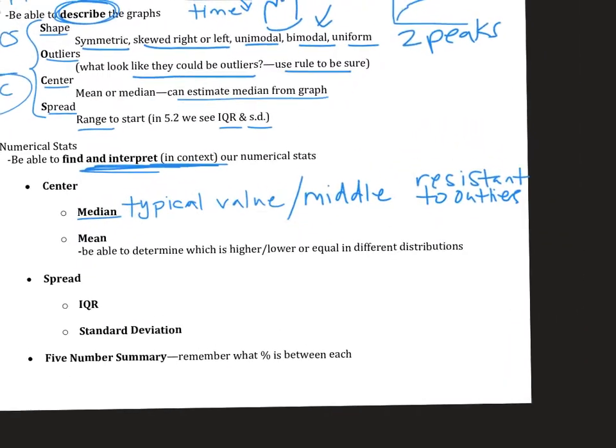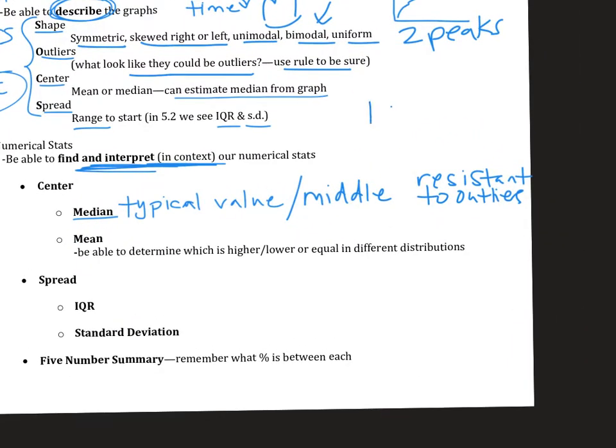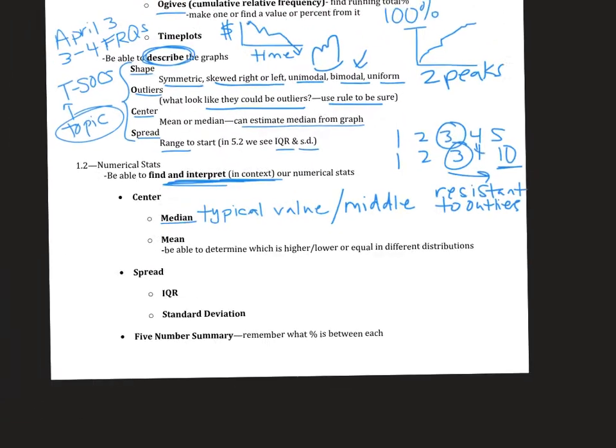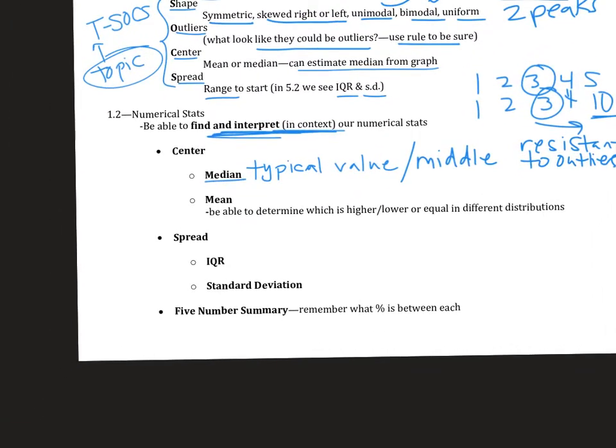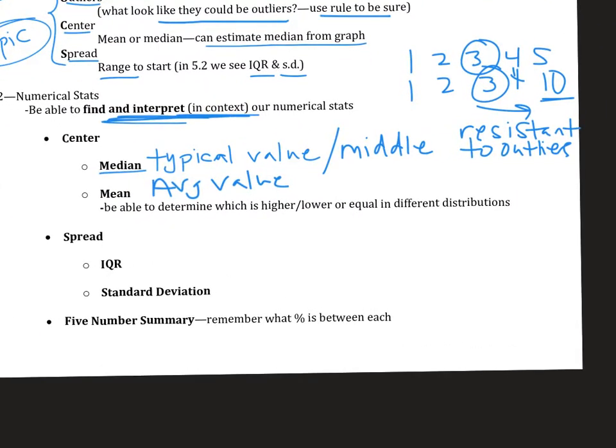For example, if I had the numbers 1, 2, 3, 4, 5, 3 is the median, but if I had the numbers 1, 2, 3, 4, 10, 3 is still the median. Changing that 5 to a 10 didn't affect it. It was not pulled in that direction like the mean would be. Now, the mean is the average value, and that is very much affected by outliers. Outliers can pull the mean in either direction.